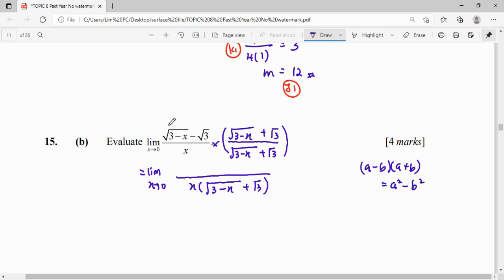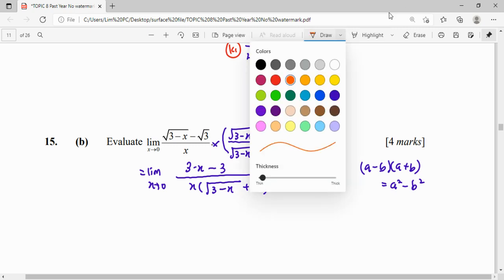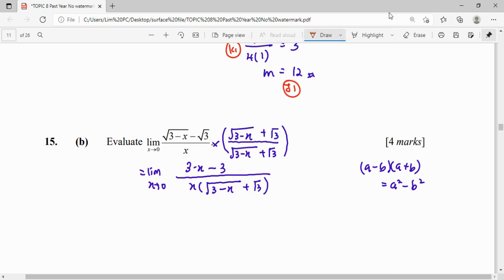So for this a squared, we get 3 minus x. Then minus b squared, our b is square root of 3, and when it is squared, it equals 3. So we can simplify our function here, where 3 minus 3 is 0, and x divided by x. Finally, our function will be left with negative 1.